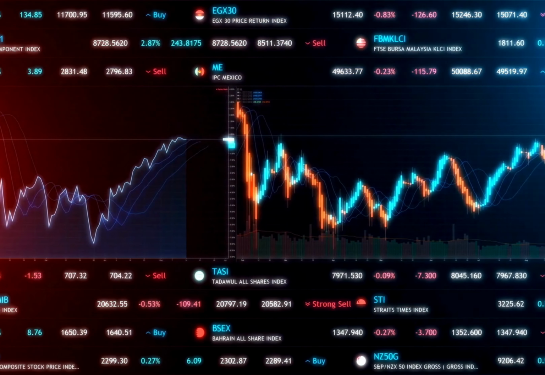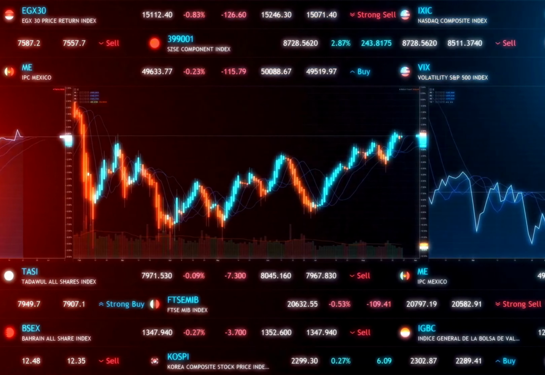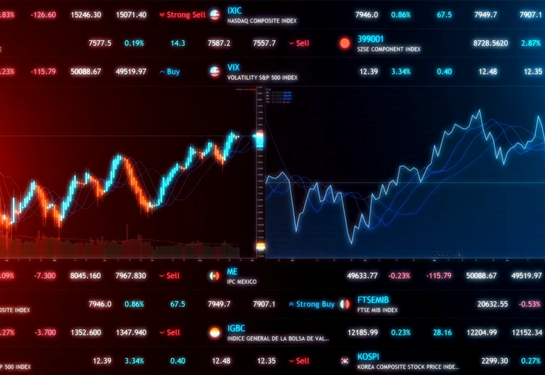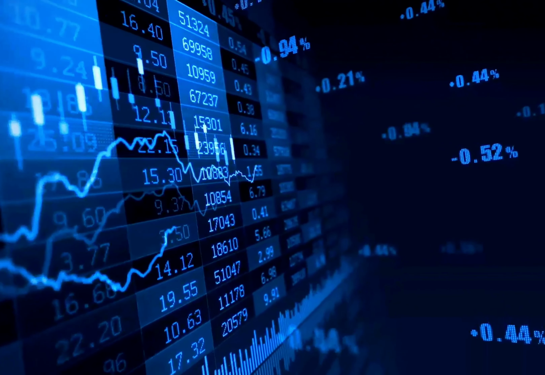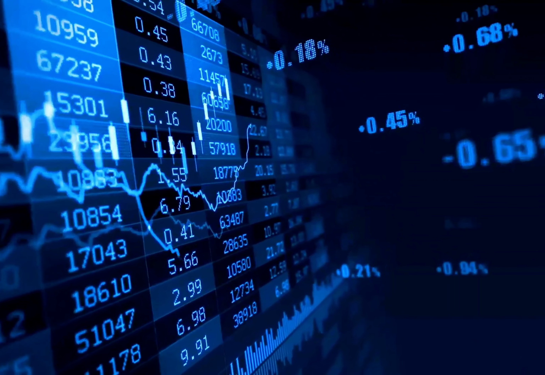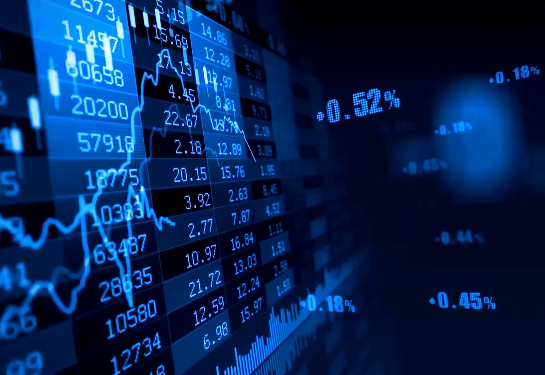And the fourth mistake is emotional trading. When you get scared, you sell early. When you get greedy, you hold too long and lose profit. So you must control your emotions because the market rewards discipline, not emotions.